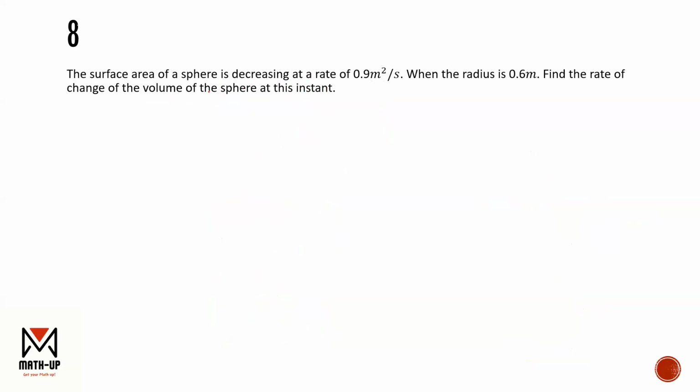So question 8 is rates of change. The surface area of a sphere is decreasing at a rate of 0.9 meters squared per second when the radius is 0.6 meters. We must find the rate of change of the volume of the sphere at this instant. Okay, so what do we know? We know that the surface area of a sphere is 4 pi r squared. So we can find dA/dr, and this is going to be 8 pi r.